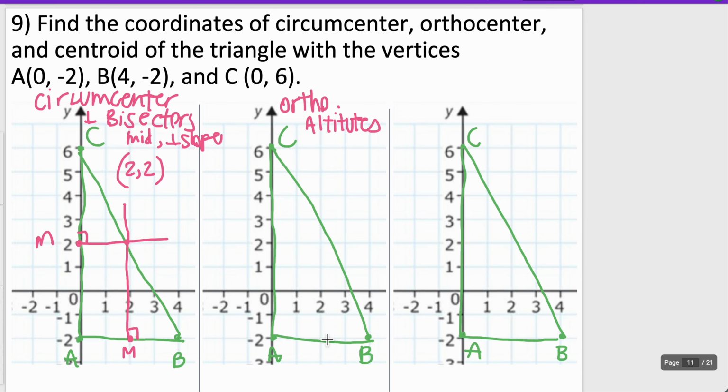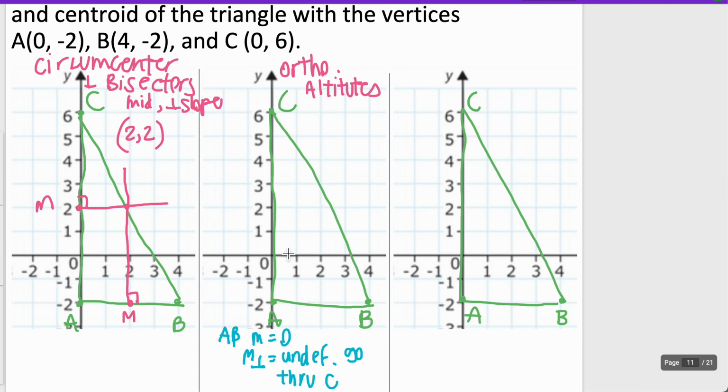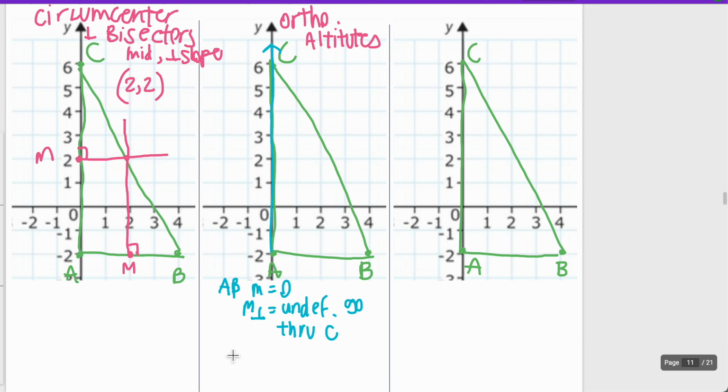So if you look at AB, AB has a slope of 0. So your perpendicular slope is going to have to be undefined, which if you look at this, it has to go through the opposite vertex, which is point C. The only way to do that is if I follow it on the line from point A up through point C.